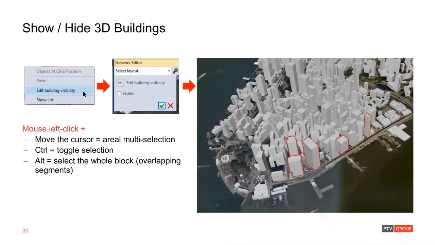One is the option to hide 3D buildings, the background 3D buildings from the background maps in the 3D view. You have to right-click in the 3D view to get this editor mode, where you then can select individual ones of those buildings and basically toggle their visibility. So you select them with a single click. With control click, you can select additional ones. You can also drag a rectangle with the left mouse button to select all buildings in a certain area.